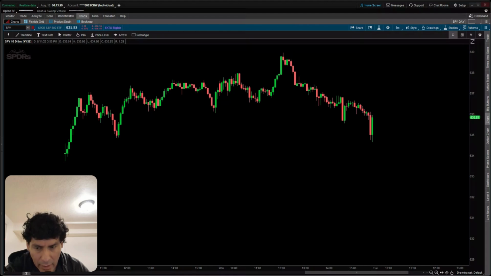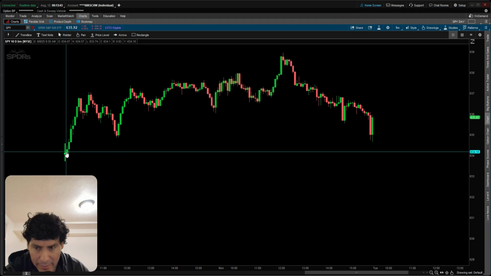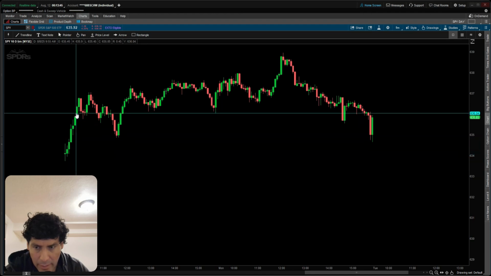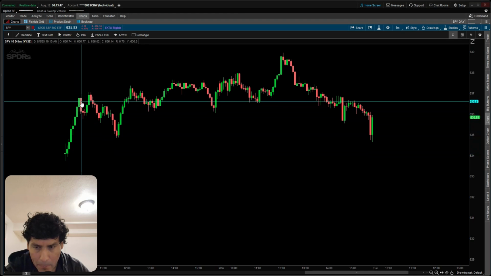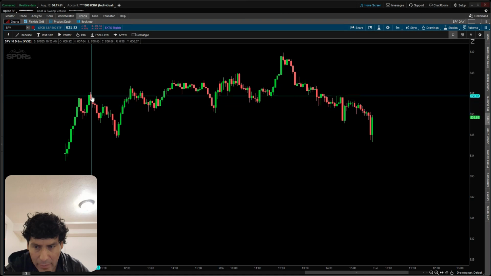How to enter in call after three red candles. On this day, the price opened with a gap up and the price goes up. Right here, it makes a pullback, goes up again.